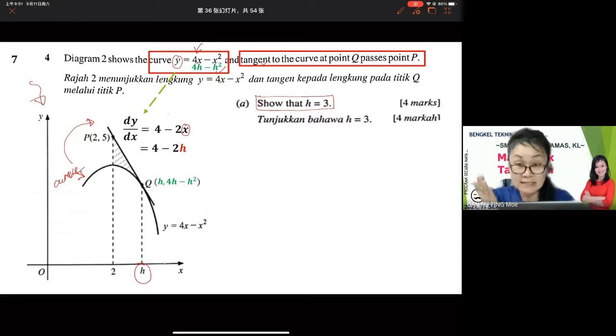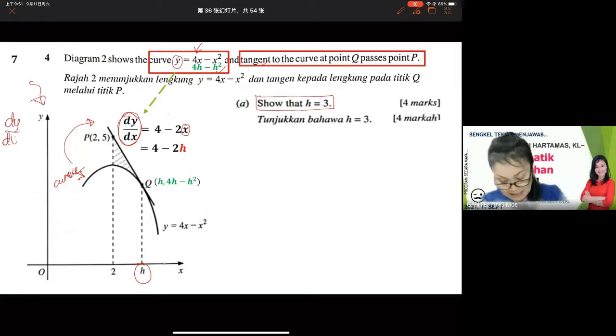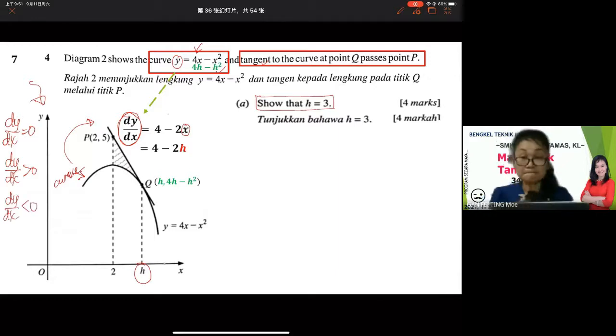Until here, you get stuck already. What is dy dx? Just now we discussed about three things: dy dx equals to 0, dy dx greater than 0, and dy dx less than 0, right? Yes or no? What is this dy dx that we are talking about just now? Gradient, very good. Okay, Harit, very good.